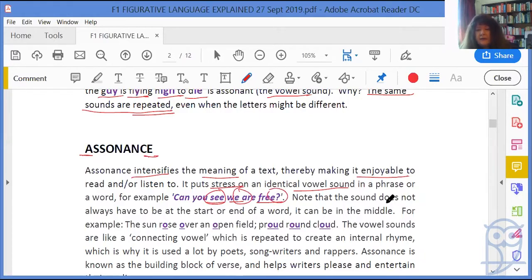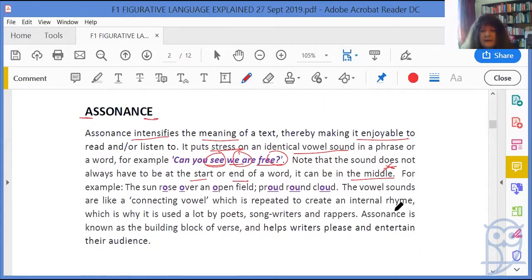Okay? Note that the sound does not always have to be at the start or the end of a word, it can also be in the middle. And that is the part that actually puzzles a lot of people. If it's right in the middle, whoa, how is that? How can that happen? Let's look and see. For example, the sun rose over an open field. Okay, O sound is in the middle of rose, over at the beginning, open. So there's your O sound. Here's another one. Proud, round, cloud. Not at the beginning of the word, in the middle.